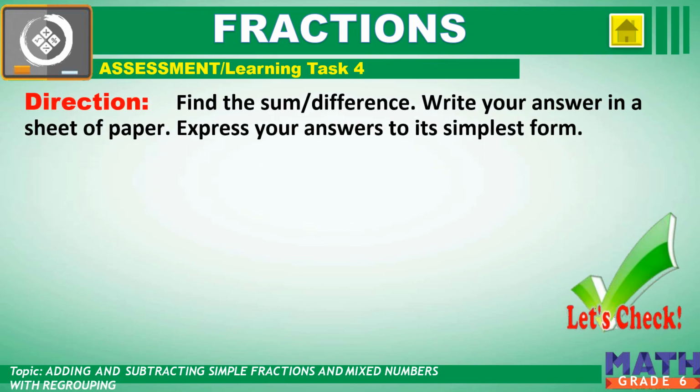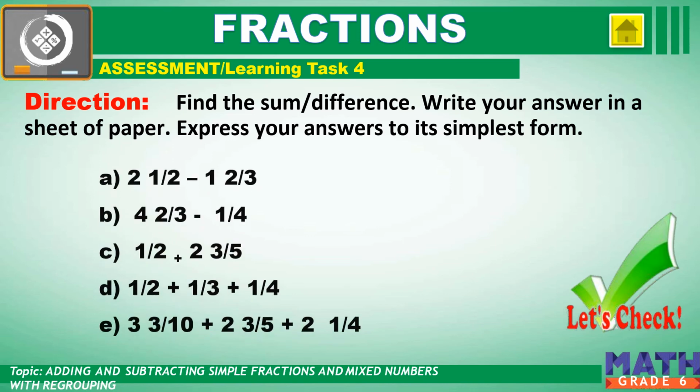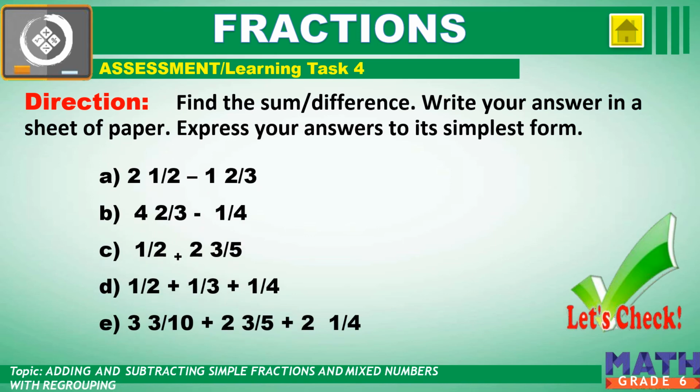For the assessment, we have learning task number 4. Direction: find the sum or difference. Write your answer on a sheet of paper. Express your answer in simplest form. For letter A, 2 and 1/2 minus 1 and 2/3. For letter B, 4 and 2/3 minus 1/4. For letter C, 1/2 plus 2 and 3/5. For letter D, 1/2 plus 1/3 plus 1/4. And for letter E, we have 3 and 3/10 plus 2 and 3/5 plus 2 and 1/4.